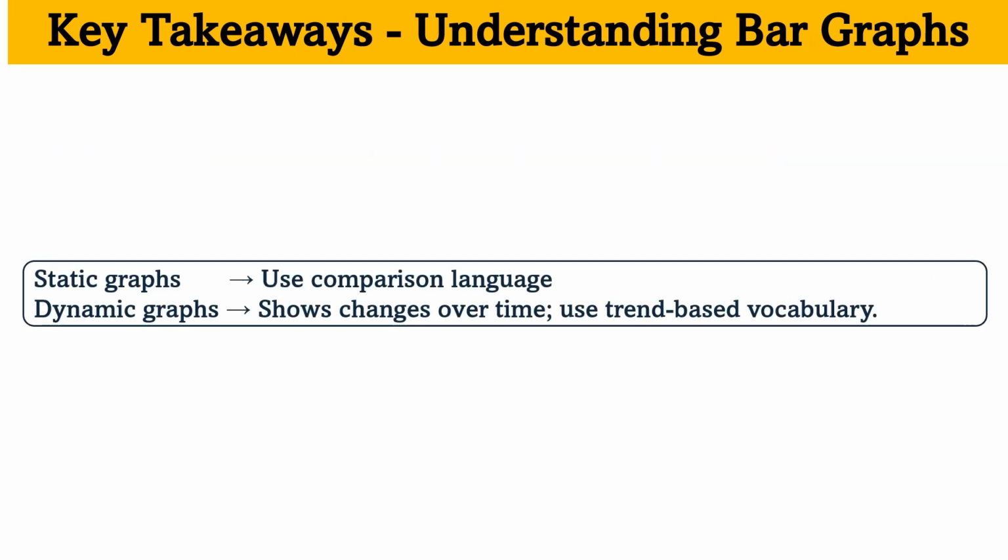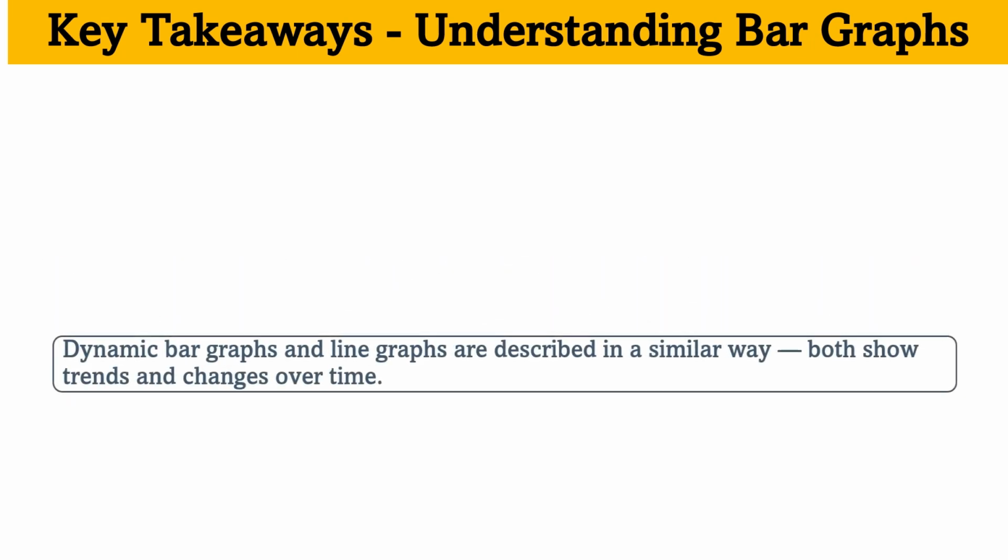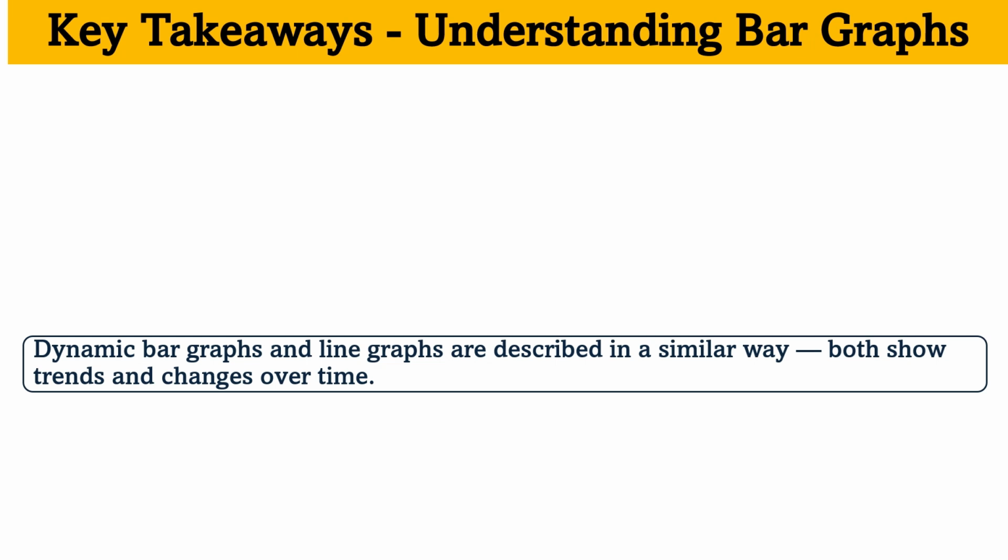Third, the kind of language you use depends on the type of data. With static graphs, you make comparisons, like more than or the same as. With dynamic graphs, you describe trends over a period of time. Using verbs such as increased, fell, or remained steady. Also, when describing a dynamic bar graph, your approach can be very similar to describing a line graph, because both show trends and changes over time.